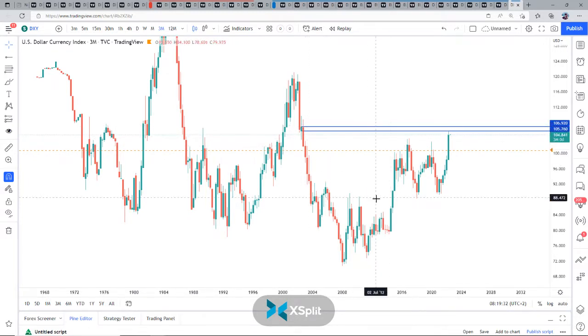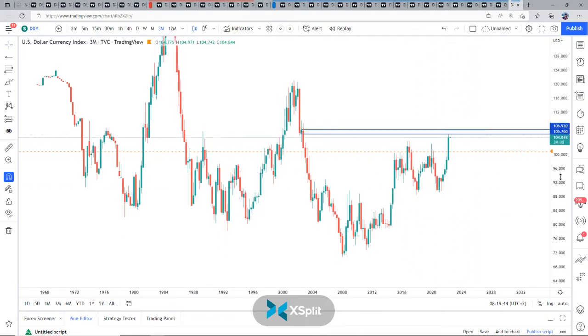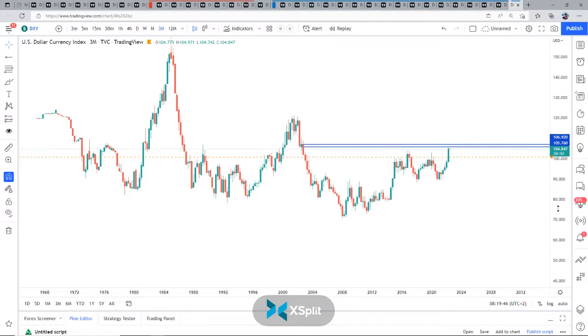So it's possible we still go a little bit higher, perhaps to this 106.97, let's say 107, sorry. That's still possible. So we are now inside this area.